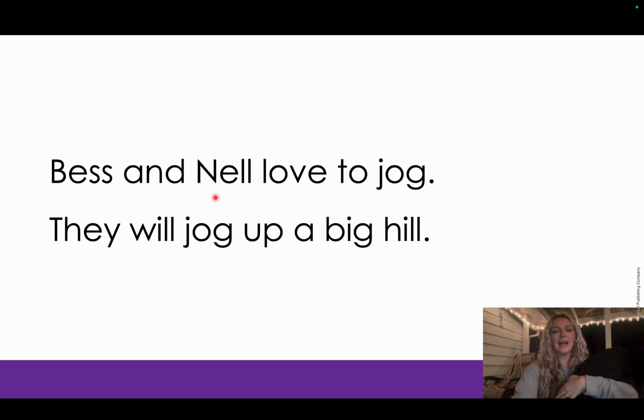Bess and Nell love to jog. They will jog up a big hill. All right, your turn. Read it with me, please. Bess and Nell love to jog. They will jog up a big hill.